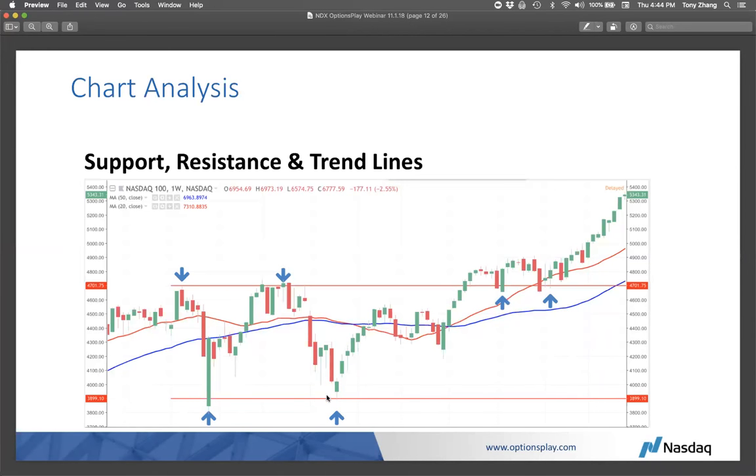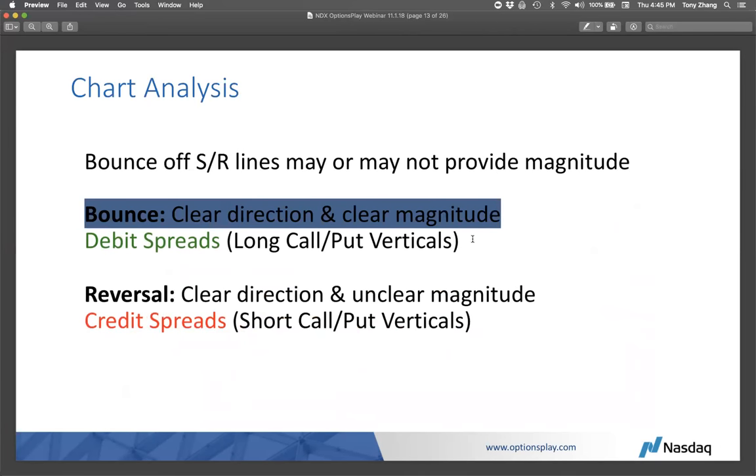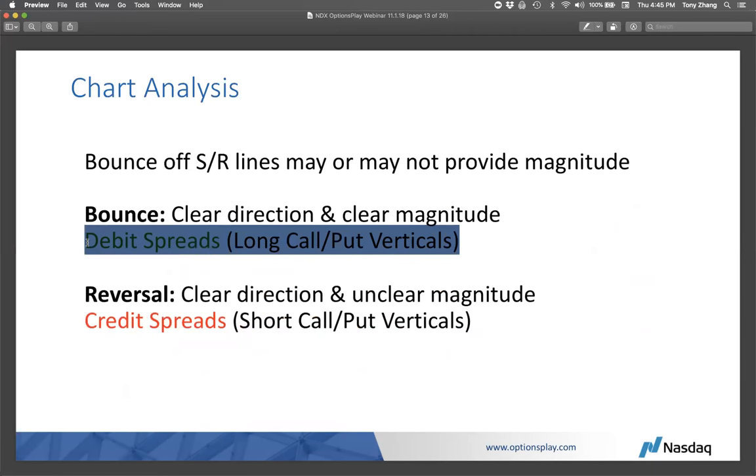You can either view a bounce as, hey, this is bullish and I think it's going to go higher, or this is hitting support and it's not going to go any lower. And between those two versions, if you expect a clear direction and a clear magnitude, the best trade to make here is a debit spread, buying a call or put vertical if you're bullish or bearish on a bounce off a support and resistance level.